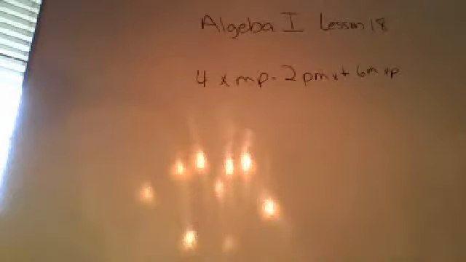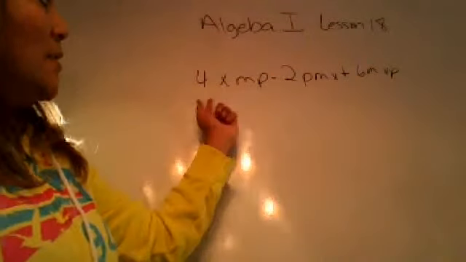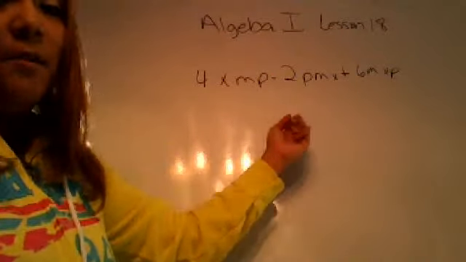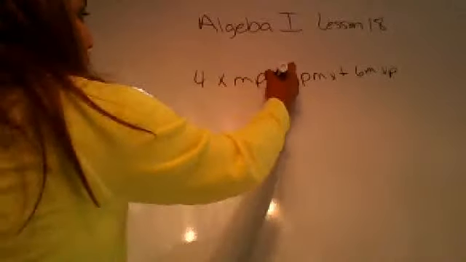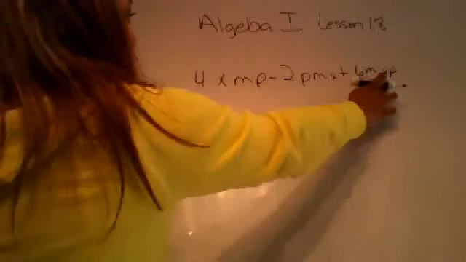Okay, this is Algebra I Lesson 18. We're talking about like terms today. We've already determined what a term is. A term is separated by a plus or a minus. So in this example, I've got three terms. I've got one minus and a plus. I've got one, two, three terms.